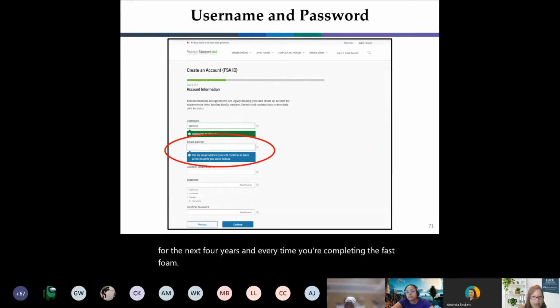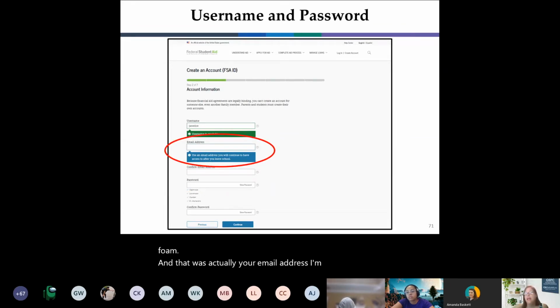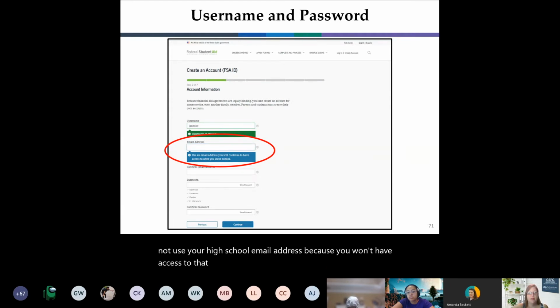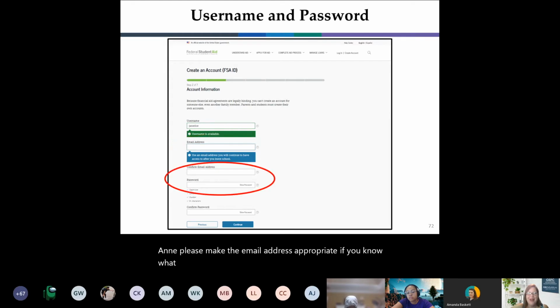Oh, and that was actually your email address. I'm sorry. For your email address, make sure it's a personal email address. Do not use your high school email address because you won't have access to it later. If you don't have a personal one, I would make one, and please make the email address appropriate, if you know what I mean. Okay, now confirm your email address, then create your password, and again, make sure you're meeting all the requirements for the password, and then click Continue.